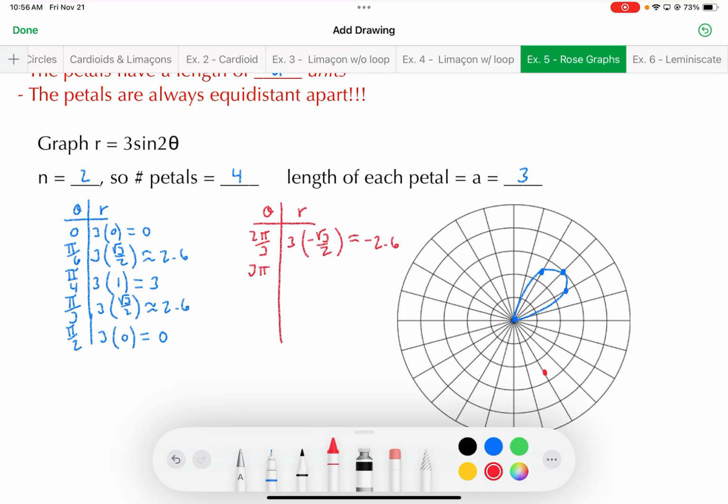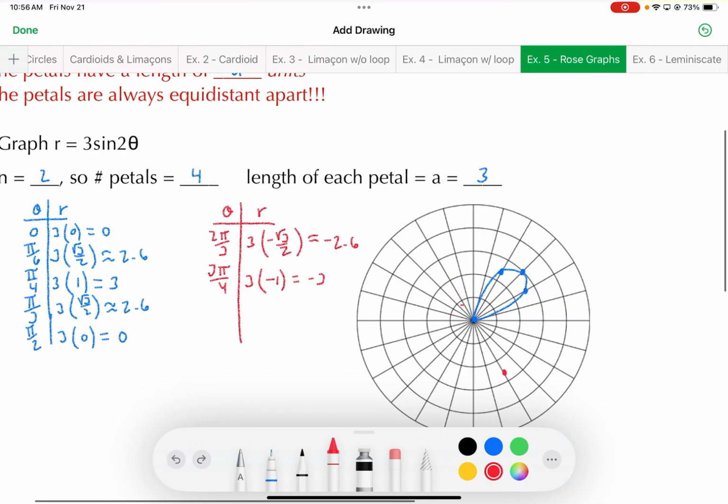Let's go 3 pi over 4. Okay, so 2 times 3 pi over 4, that's going to be really 3 pi over 2. Sine of 3 pi over 2 is negative 1. So we end up with a negative 3 there, and that's going to plot right here. That's the terminal side of 3 pi over 4, but because r is negative, we got to go backwards to here.